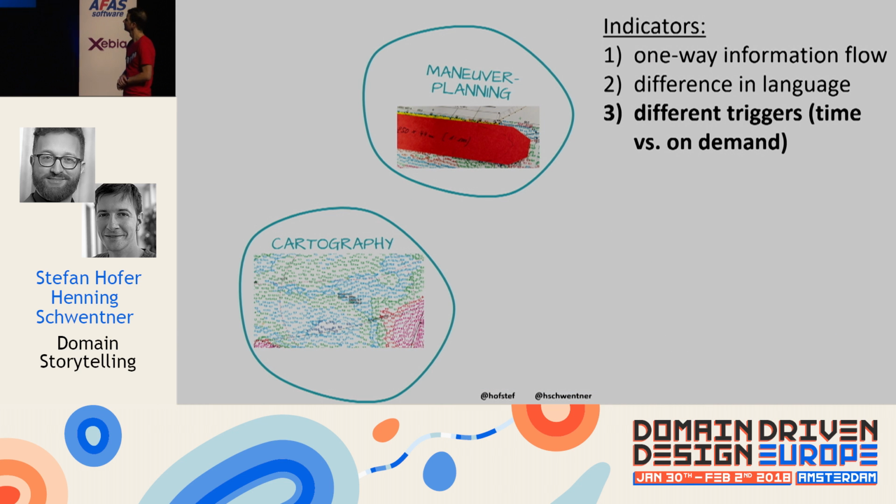Okay, and now we have 3 different indicators. We have the one-way information flow, the differences in language, and even different triggers for parts of the story. Now with 3 indicators, we are fairly confident that we indeed found a valid boundary between 2 distinct bounded contexts. But as you probably know, indicators are no definitive proof that there's actually a context boundary there. So what I want to do now is give you a counterexample. I will show you another indicator which did not lead to a separate bounded context, where we decided, even though there's an indicator there, we want to leave it inside the same context.